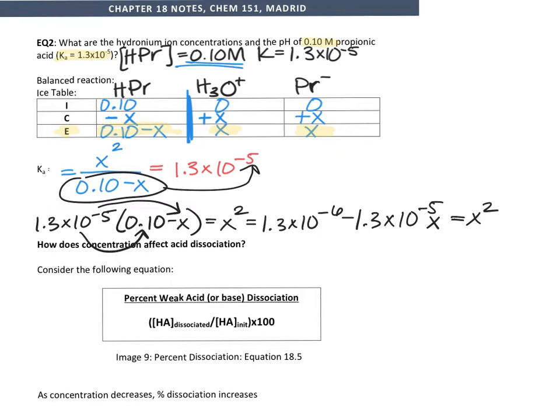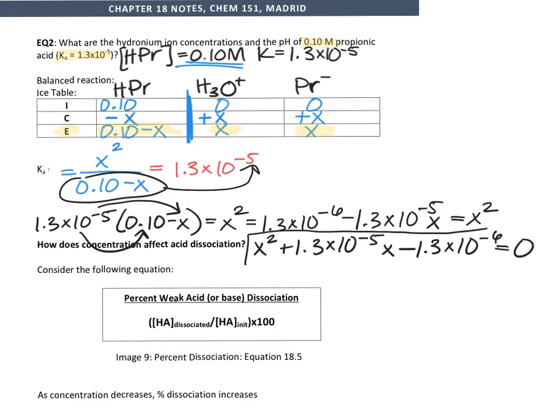Now I want to get everything over to the same side, so I can set the other side equal to 0. So I'm going to have x squared plus 1.3 times 10 to the negative 5 x minus 1.3 times 10 to the negative 6 equal to 0. All right, that's not my final answer.